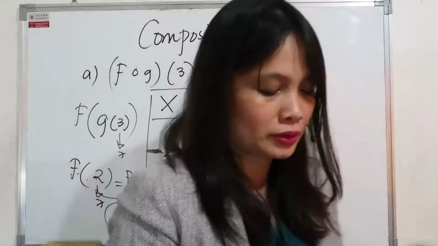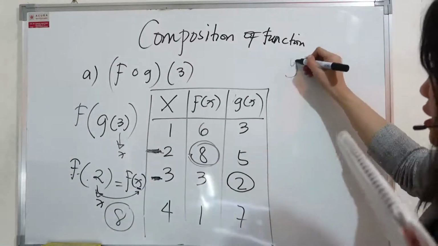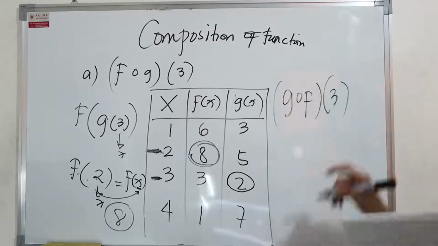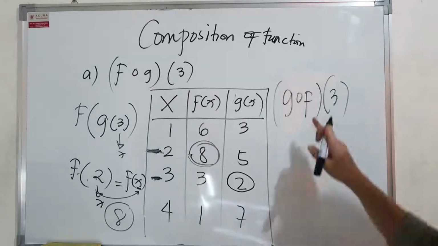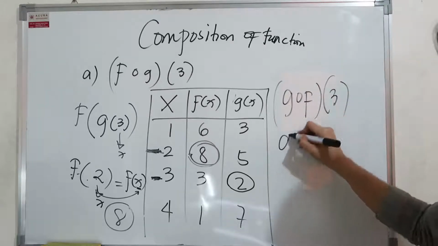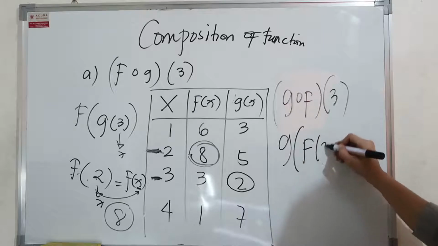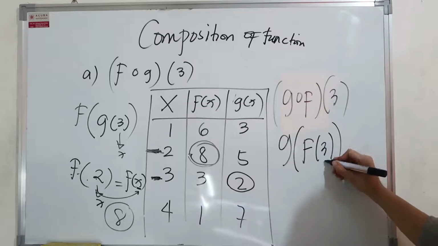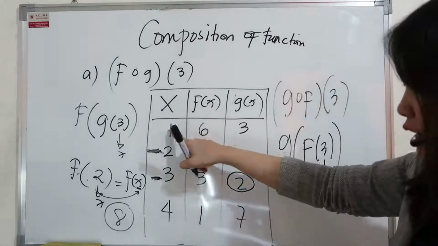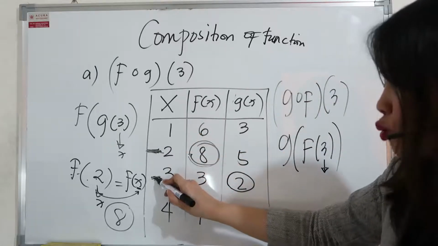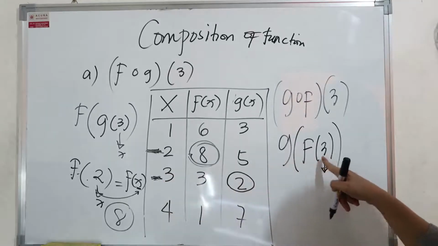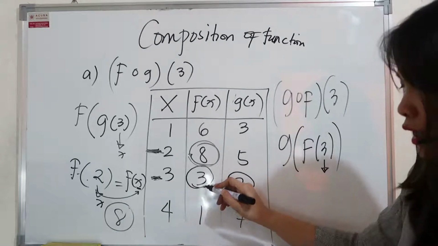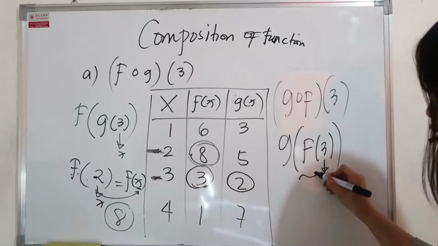Another example. Let's say the given is g of f of 3. It means g of f of 3. That's the meaning of composition. The 3 here, you're referring to your x. So x is this 3. What is your f of 3? The f of 3, the one corresponding to 3, which is this one. So f of 3 is 3.